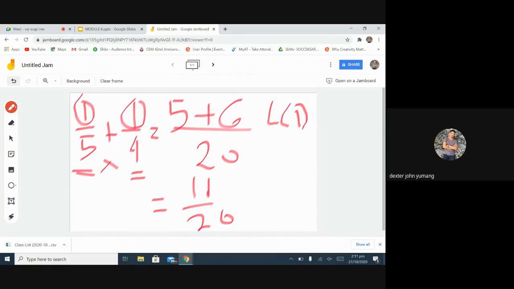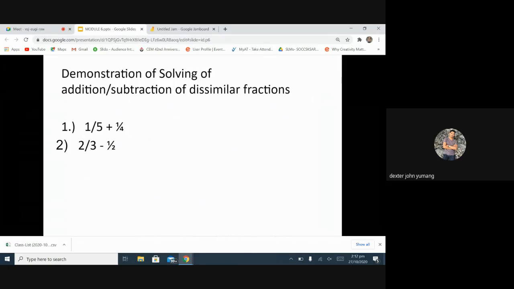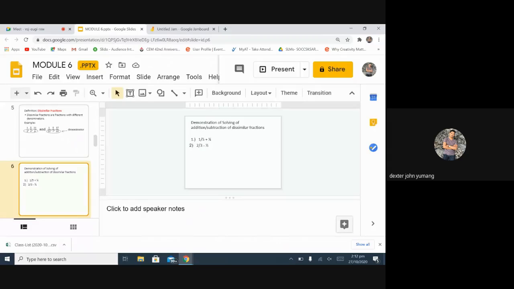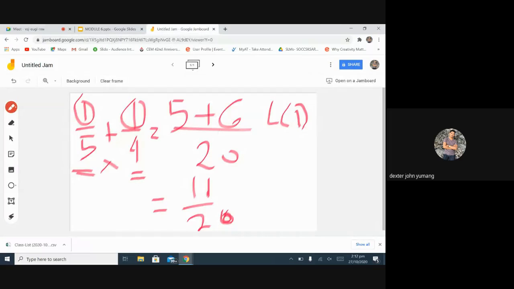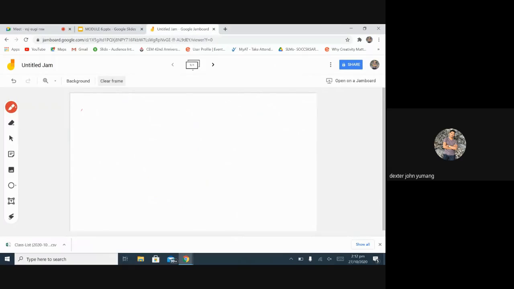So, ganun po siya. 20 divided by 5 plus 1, magiging 5. 20 divided by 4 is 5 plus 1, magiging 6. 5 plus 6 is 11 over 20. Okay, next. Another example. 2/3 minus 1/2.